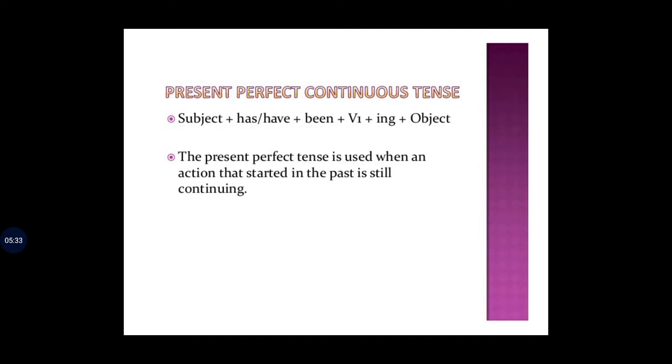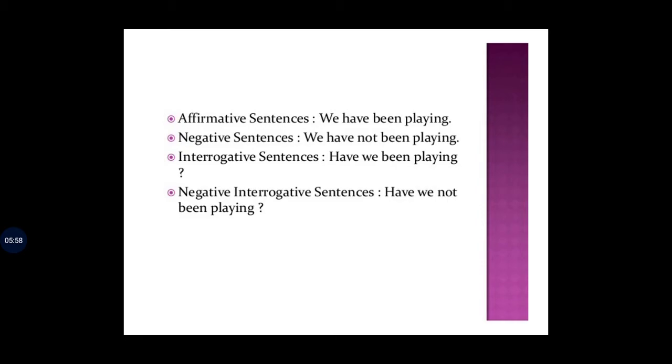Next, present perfect continuous tense. Here you see the format: subject, has or have plus been plus V1 plus ing plus object. As I said earlier, you know well and good: has for singular, have for plural form. The present perfect continuous tense is used when an action started in the past and is still continuing. Next, here you see affirmative sentences. We have been playing. Negative sentences, we have not been playing. Interrogative sentences, have we been playing? Negative interrogative sentences, have we not been playing?